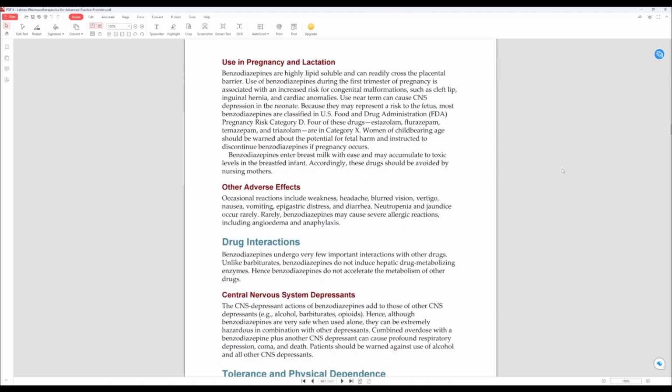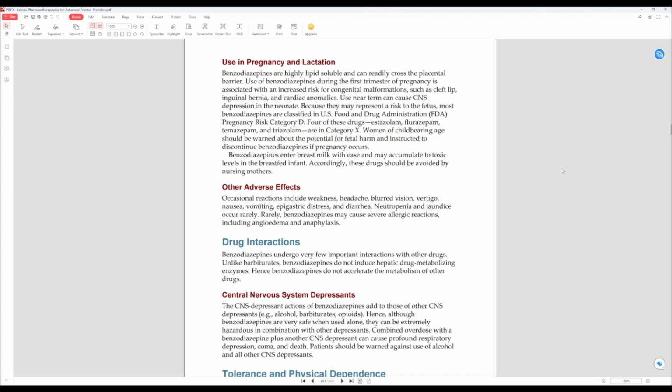Side effects in the use of benzodiazepines when pregnant or breastfeeding. Benzodiazepines are highly lipid soluble and can readily cross the placental barrier. Use of benzodiazepines during the first trimester of pregnancy is associated with an increased risk for congenital malformations, which include cleft lip, inguinal hernias, and cardiac anomalies. Use near term can cause CNS depression in the neonate.